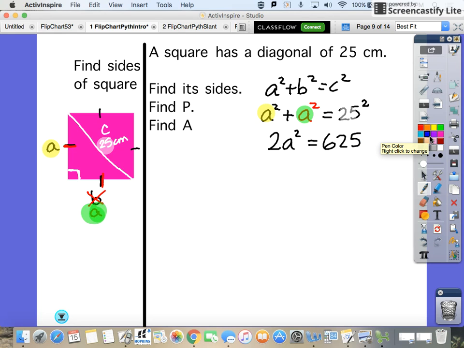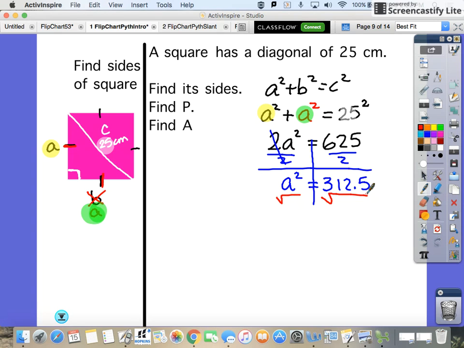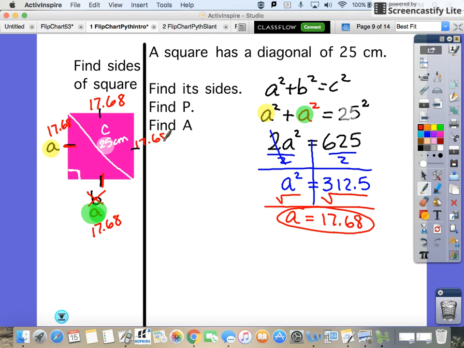Now we still have to do the same thing, which is simplify and solve. So to solve, we would divide by 2 on both sides. We get a squared equals 312.5, and then you square root both sides. A is 17.68 if we round. So its sides are 17.68, 17.68, 17.68, and 17.68.